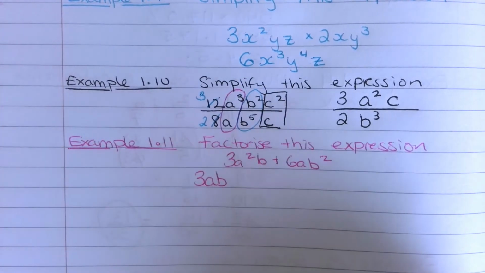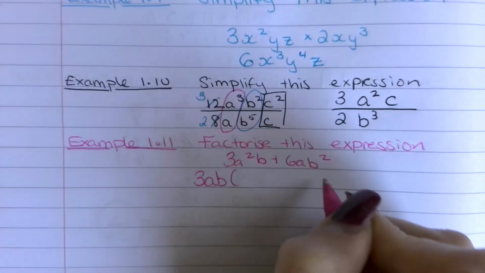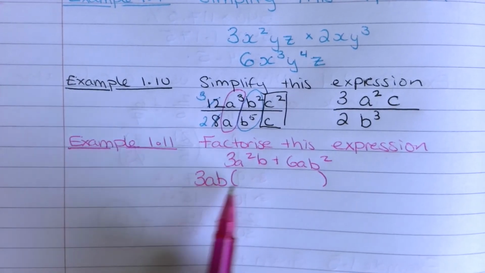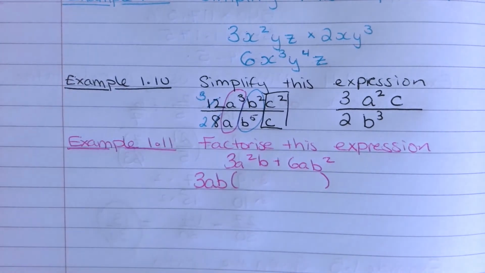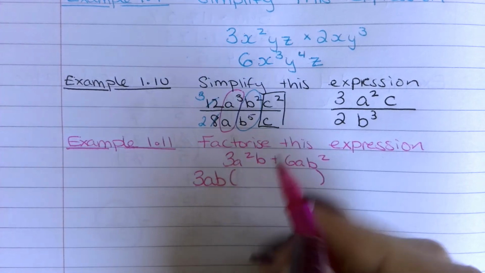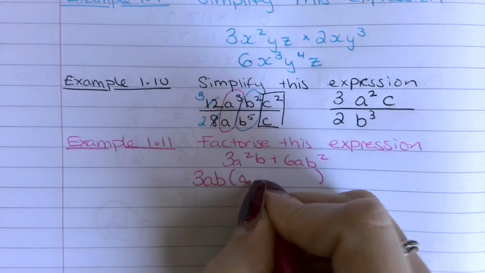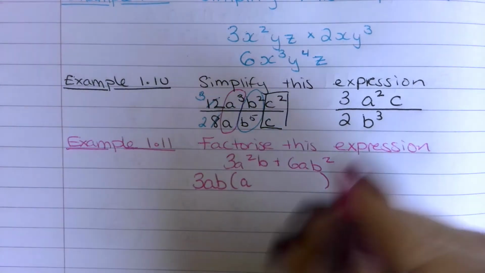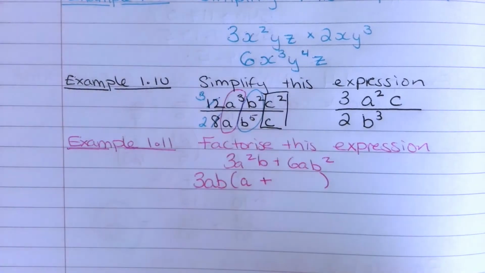There's nothing else left, so now we put our brackets. We say, what would I need to multiply the factor of 3ab by to give us these two terms? Well, 3 times 1, a times another a will give us that a squared, and b times 1. So that will be an a in the front of the bracket.